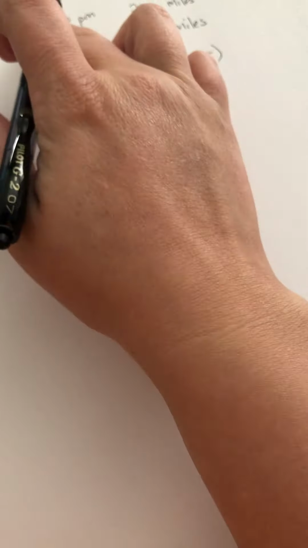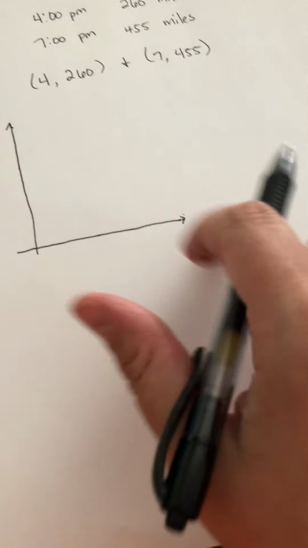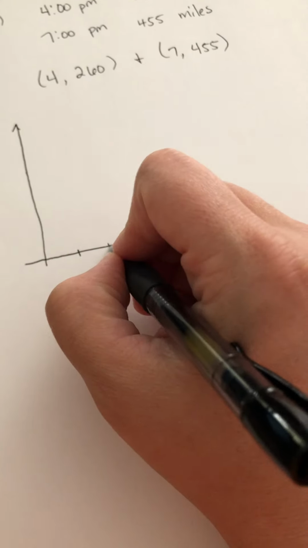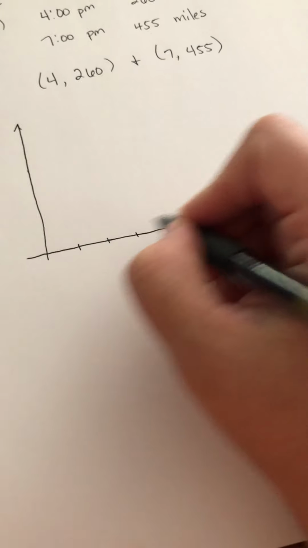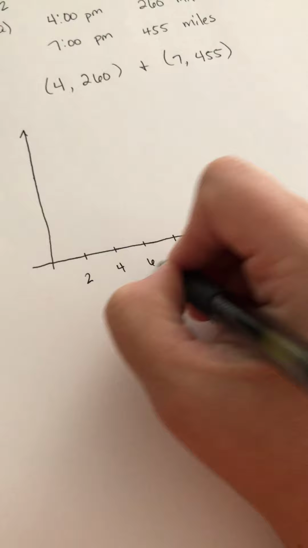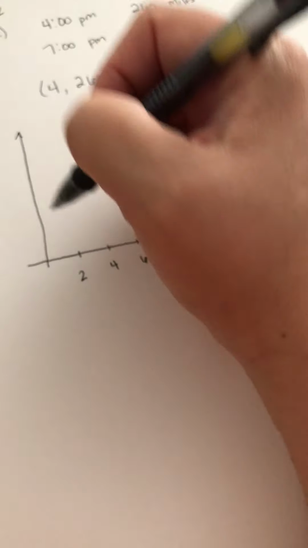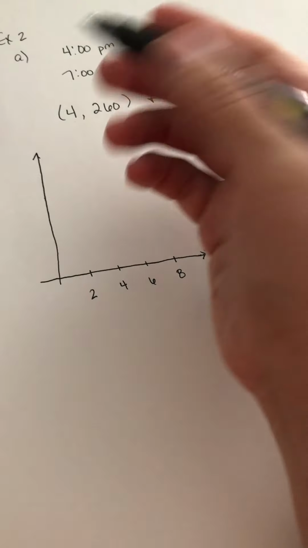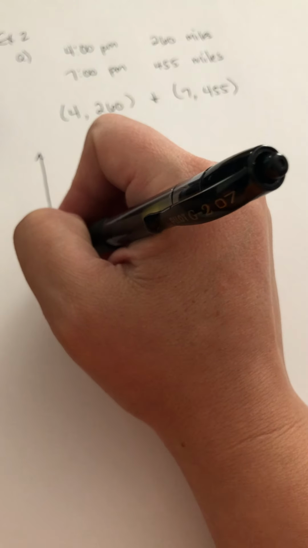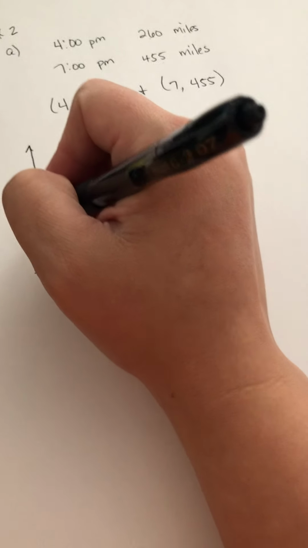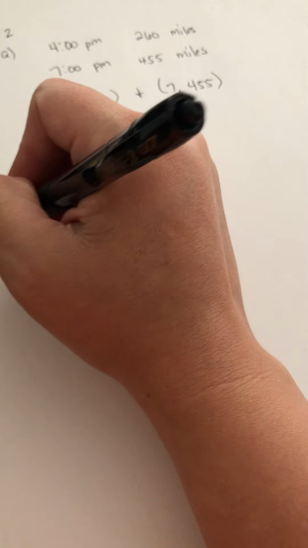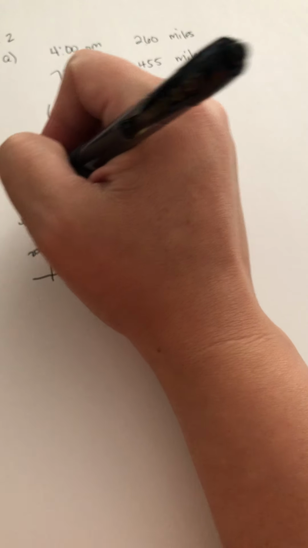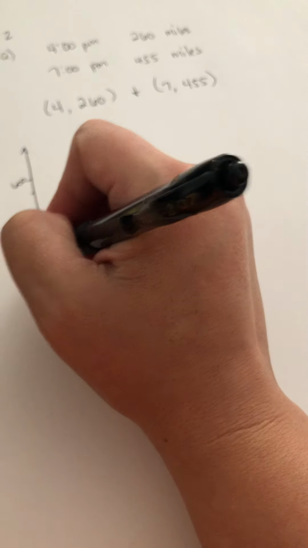So for us, we've got 4 p.m. and 7 p.m. So I'm going to put time on my horizontal scale here. So I got 0, and then we got 2, 4, 6, 8. So this is my time. And then here I've got to go from 260 miles to 455 miles. So I'm going to go, let's see, this will be 200, so 200, 400, 600, so this would be 500, 300, 100, okay?